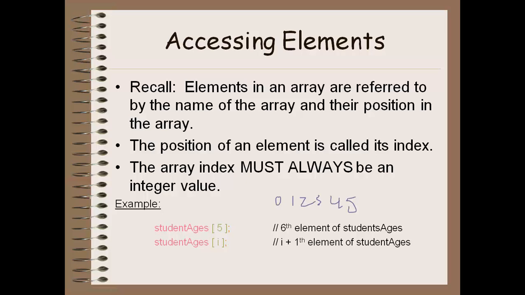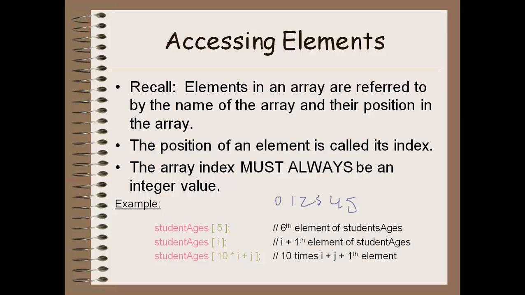If you said it's the I plus 1 element, that is correct. So if this I was a 3, it'd be the 3 plus 1 or 4th element. 1, 2, 3, 4th, position 3. So what position would this give me? Which element would this code give me?